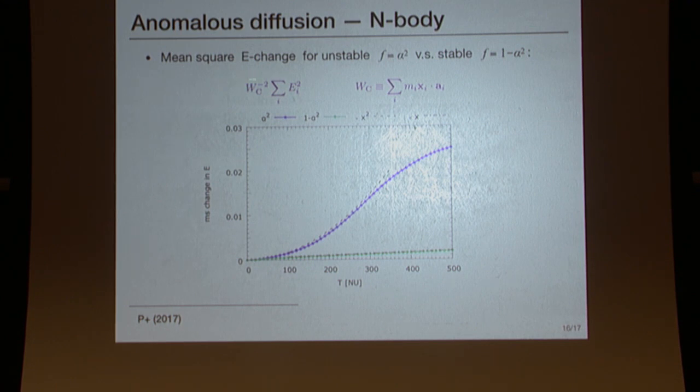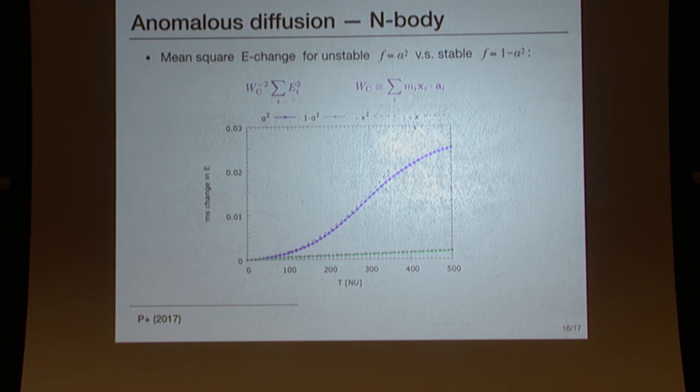And here we compare the diffusion rate, which we measure as the mean square change of energy, for this unstable model, alpha squared, and compare it with another model, which we expect to be stable, 1 minus alpha squared. I have plotted this quantity, which is expected to change with time linearly, but you can see that it doesn't change linearly; it changes like t squared.